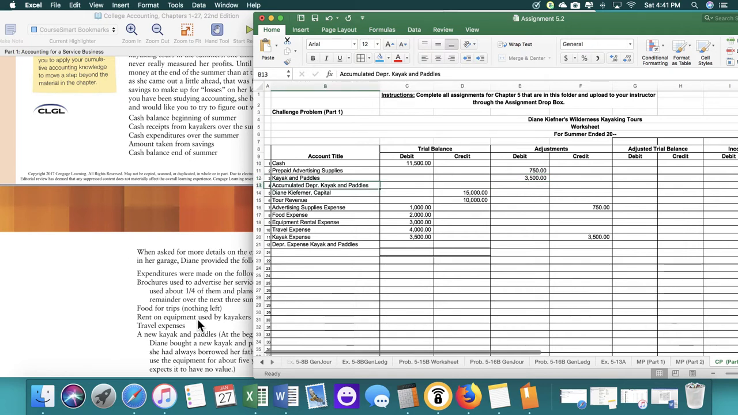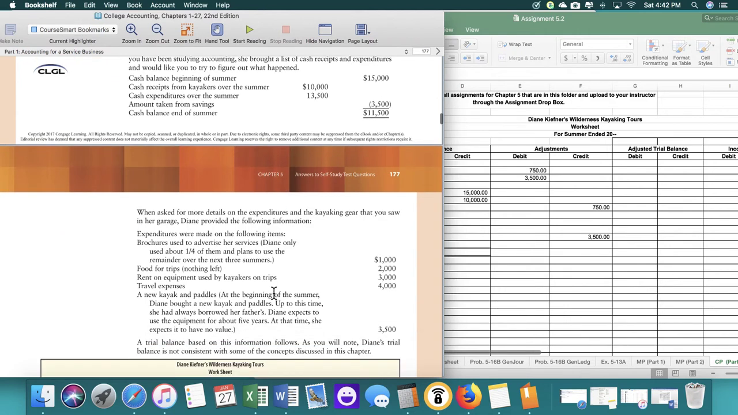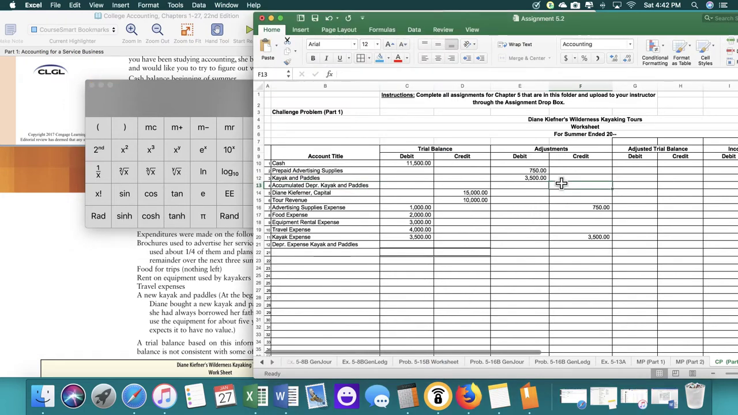So now we need to figure out depreciation. How much did the kayaks depreciate? In this, she's going by summers, so it has 5 years. So we're going to take our $3,500, divide it by 5 years. So that's giving us a depreciation of $700.